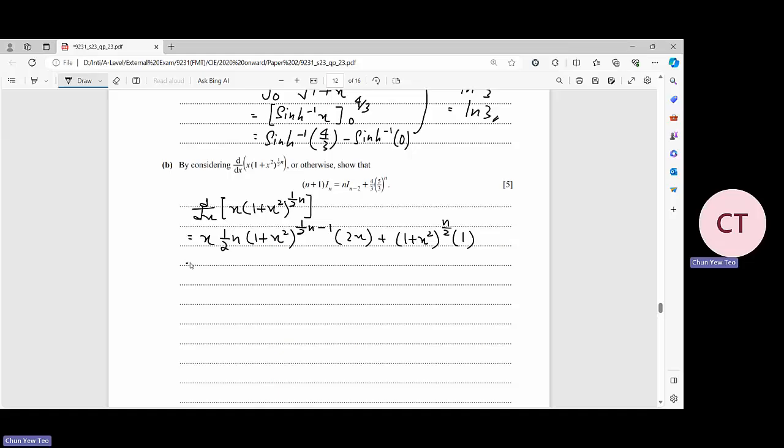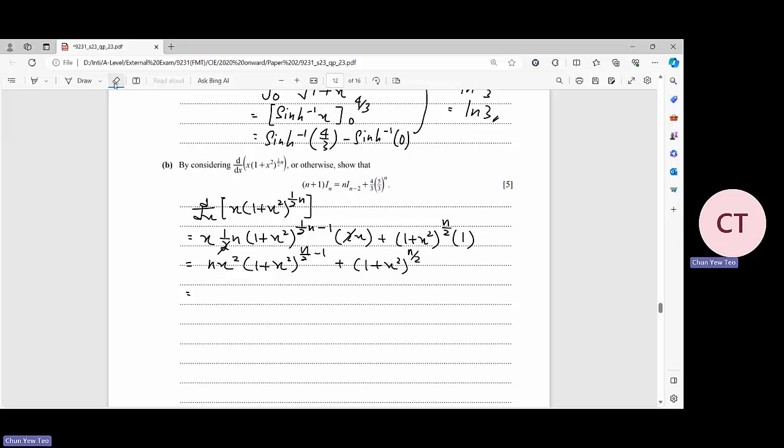Then over here, you can see that we simplify them. The 2 and the 2 can cancel. The x over here can join together. Then you can have something like this: n x squared (1 plus x squared) to the power of n over 2 minus 1, plus (1 plus x squared) to the power of n over 2. Okay, we want to show them into this form.